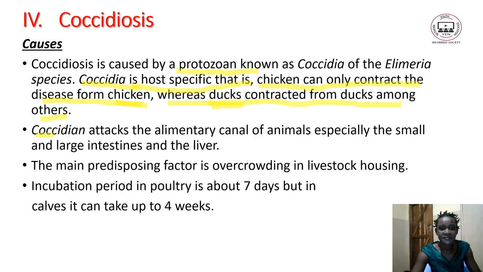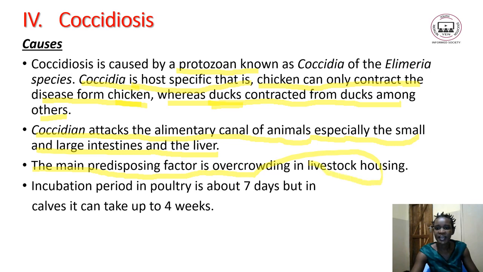And the disease most of the times will attack the alimentary canal of the bird, especially the small and large intestines and even the liver. The main factor of the spreading of the disease can be overcrowding in livestock housing. If there is overcrowding, most of the times it will be easy for the disease to spread.